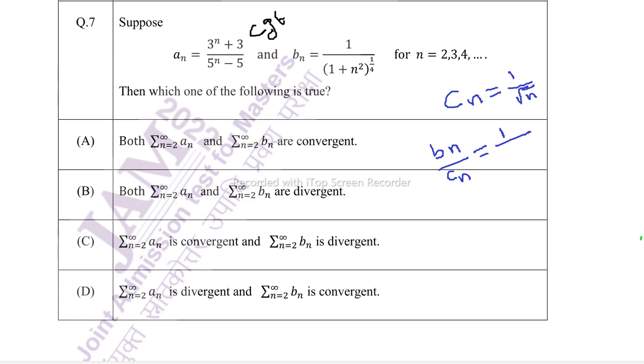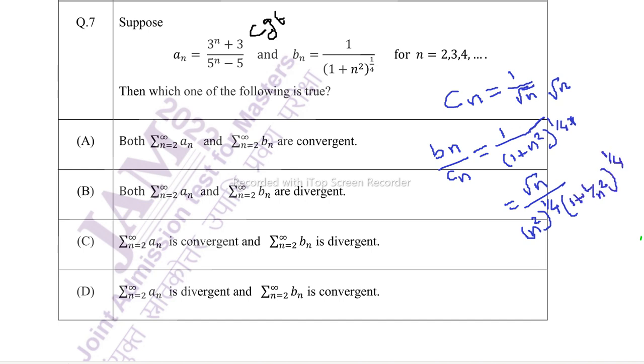Bn is nothing but 1 by (1 plus n square) power 1 by 4 into Cn, but Cn is nothing but you can take 1 by root n. Okay. So now if you take n square outside from the denominator, we get root n by n square power 1 by 4 into (1 plus 1 by n square) power 1 by 4.